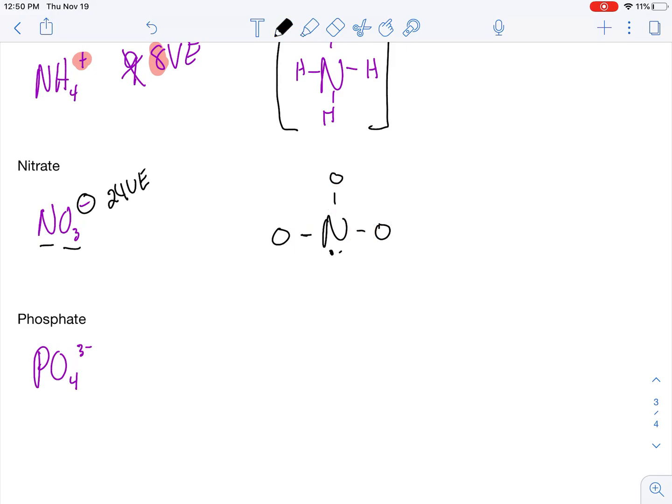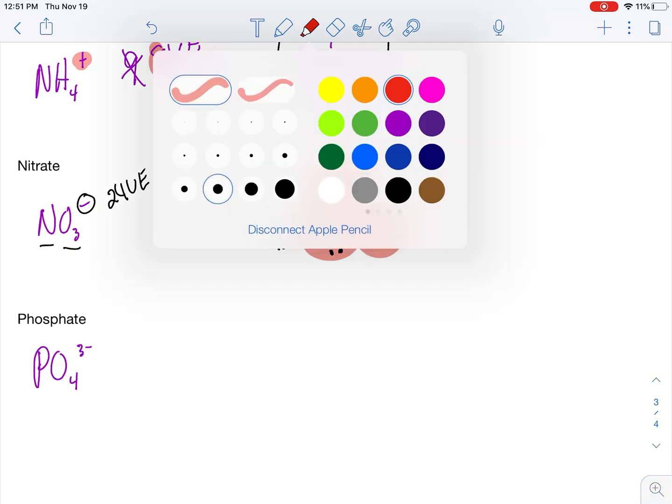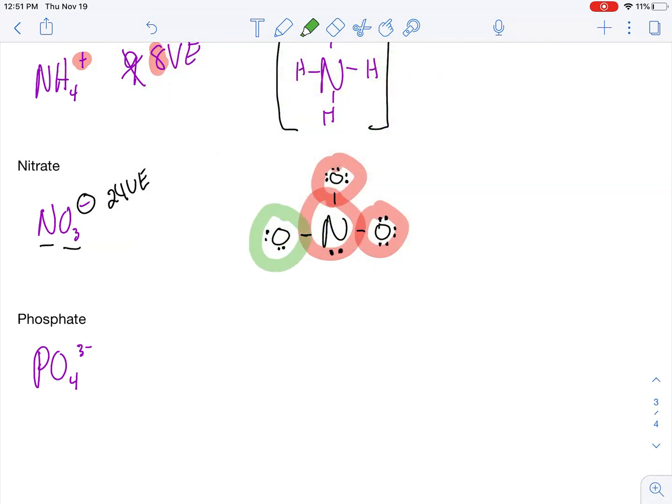Let's see where they could go. So 6, 7, 8, 9, 10, 11, 12, 13, 14, 15, 16, 17, 18, 19, 20, 21, 22, 23, 24. I've run out of valence electrons. I have a bunch of octets. Nitrogen has an octet, this oxygen has an octet, this oxygen has an octet. This guy on the outside, though, is the sad guy. No octet for him.